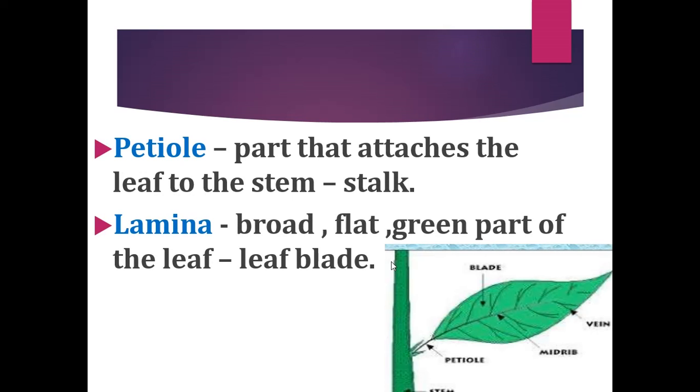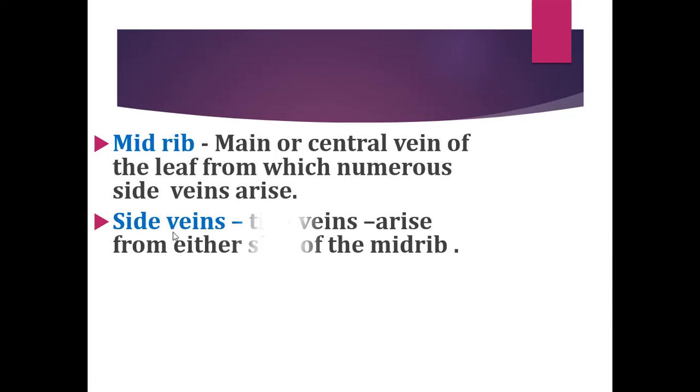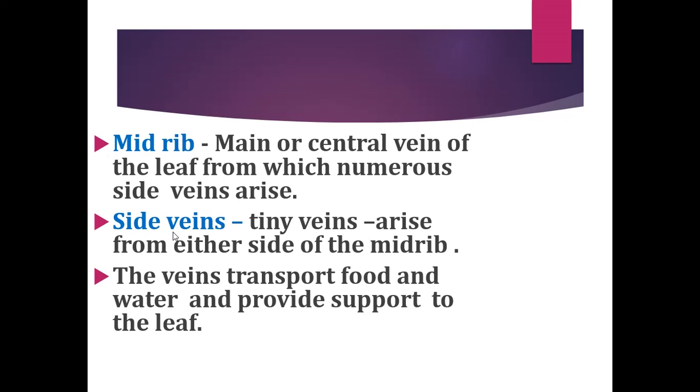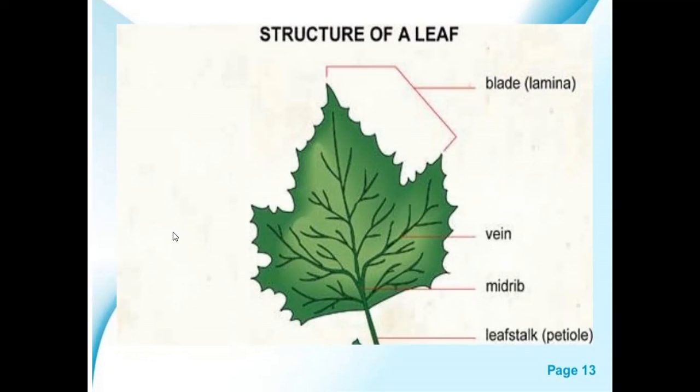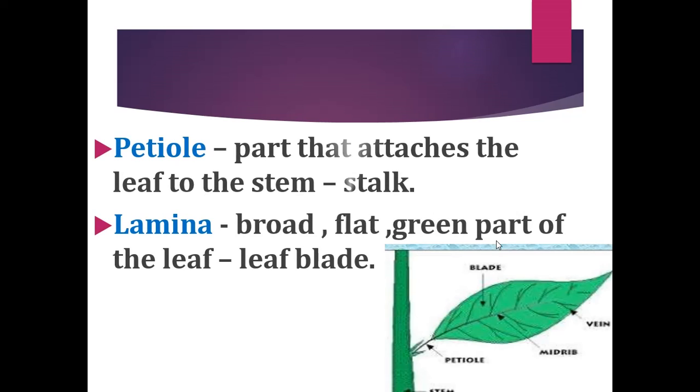So now we are going to see about the parts of leaf. So first part is petiole, second lamina, then midrib, side veins. So this is the structure of a leaf which contains petiole, lamina, midrib and vein. So now we can see the parts one by one and where each is attached and what its function is.